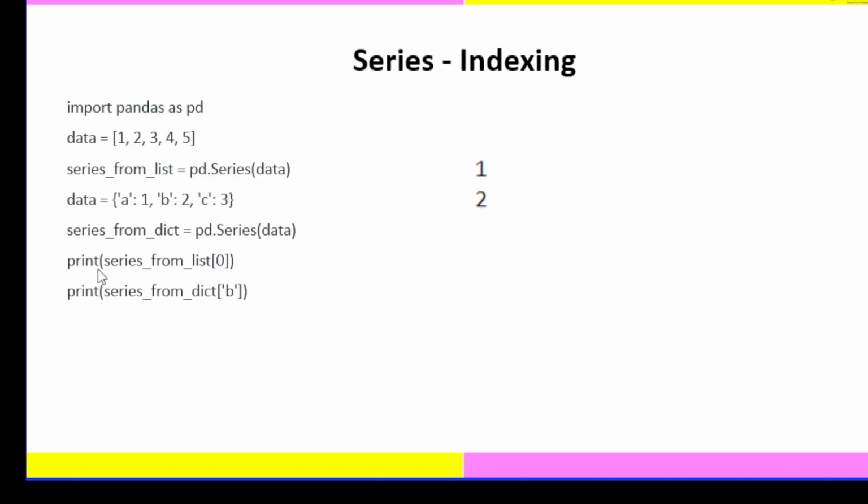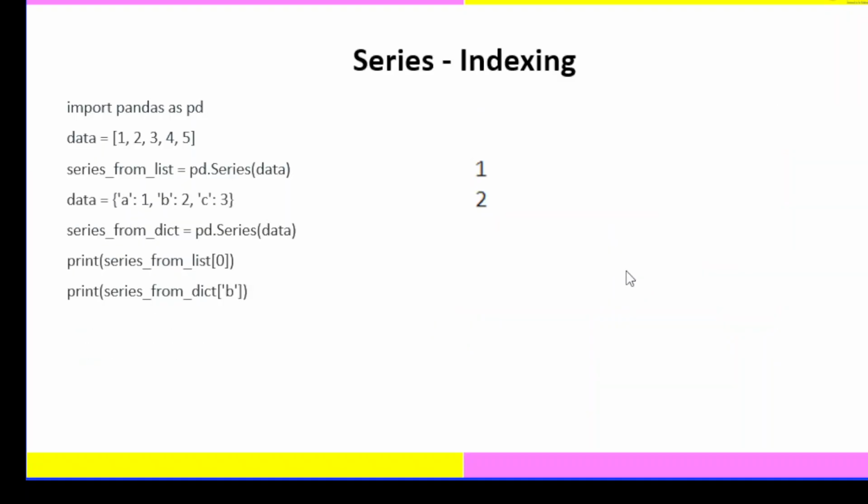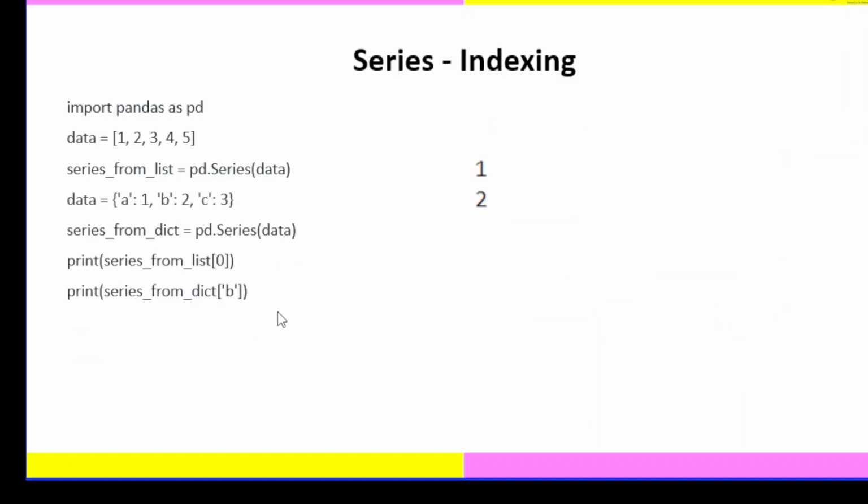Next is series from dictionary. I have created a dictionary where you could see A is 1, B is 2, and C is 3. So these are the keys and these are the values. Now series from dictionary of B, what is the value? It is 2. B and 2. So I want to know what the index is, and it just gives it out.